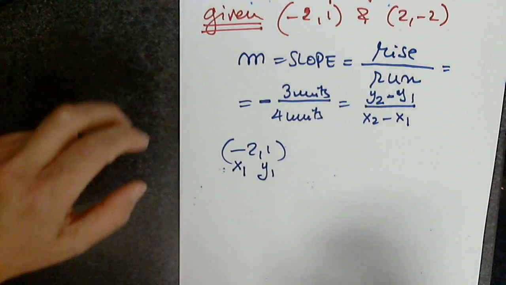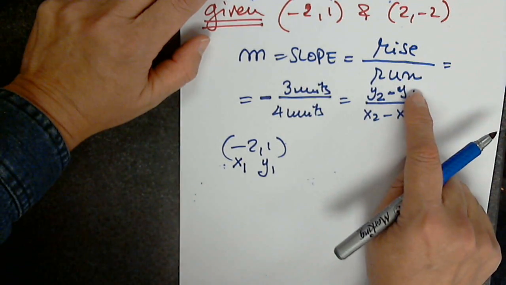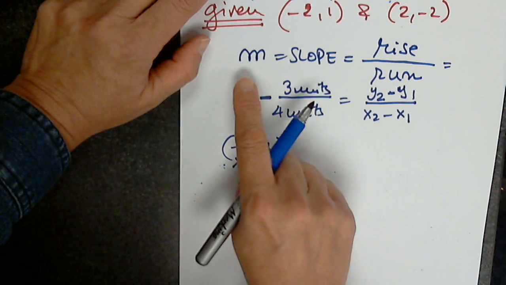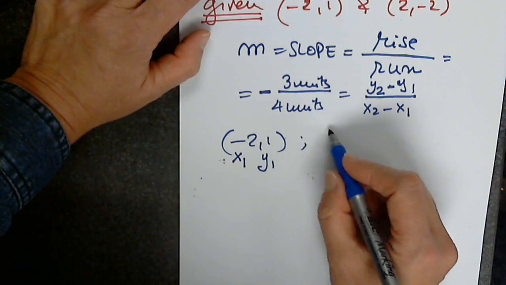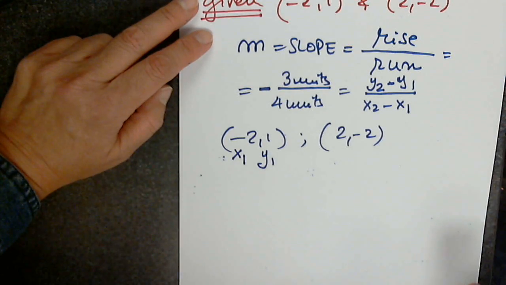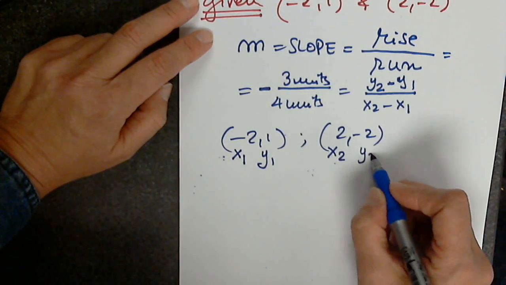What does that say? m equals slope. Rise over run. Slope, S-L-O-P-E. Okay. m, lowercase m. Yes. The second point, (2, -2), is the second point for me. I'm going to label its coordinates x2, y2.